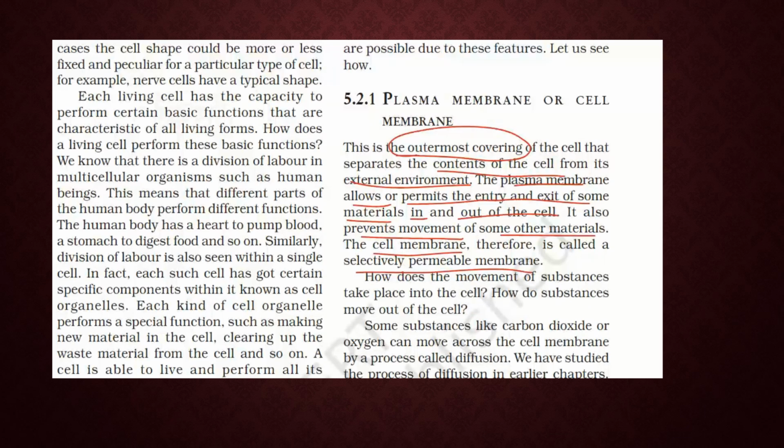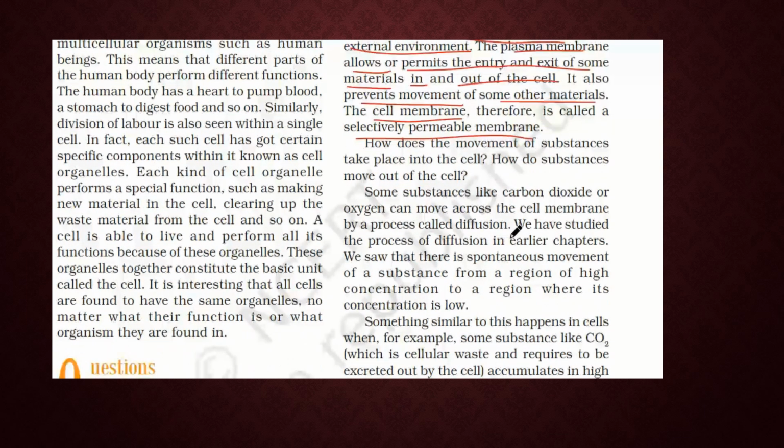What does selectively permeable mean? It means that it selects and allows some materials to go inside the cell, and only some materials can move out of the cell. It's not that whatever is outside will move inside and whatever is inside can move outside. No, it's a selectively permeable membrane. Now, how does the movement of substances take place in and out of the cell? This is what we should know.